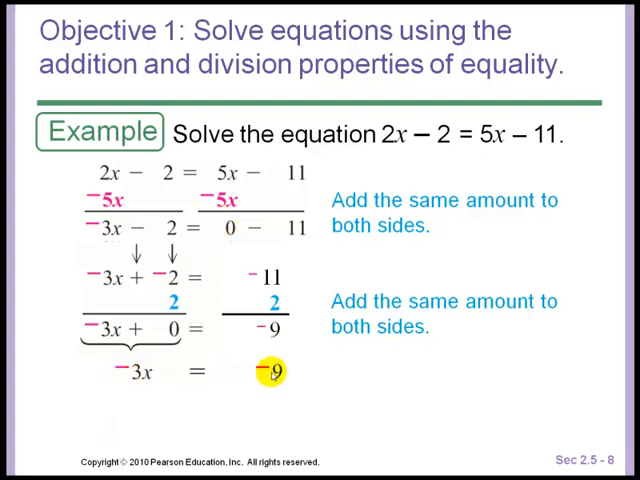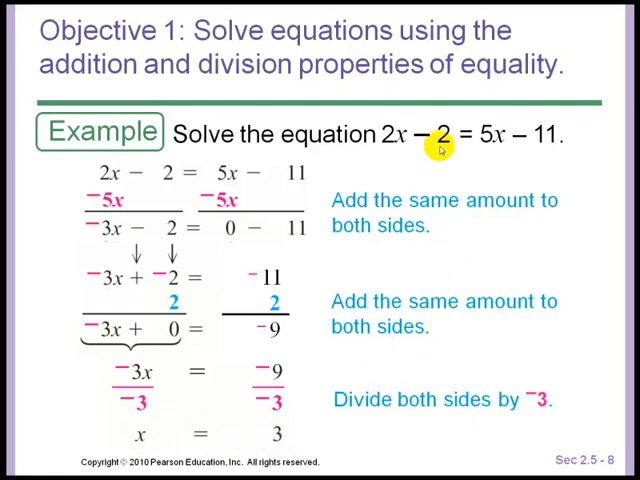Now we have negative 3x equals negative 9. We need to divide both sides by a negative 3. That will give us a positive 1 for a coefficient. So I divide both sides by negative 3. Negative 3 divided by negative 3 is a positive 1. Again, we do not write that. And negative 9 divided by negative 3 is 3. Our answer is x equals 3.